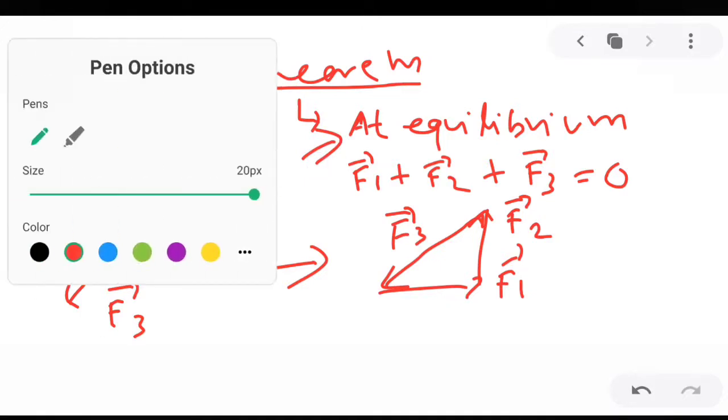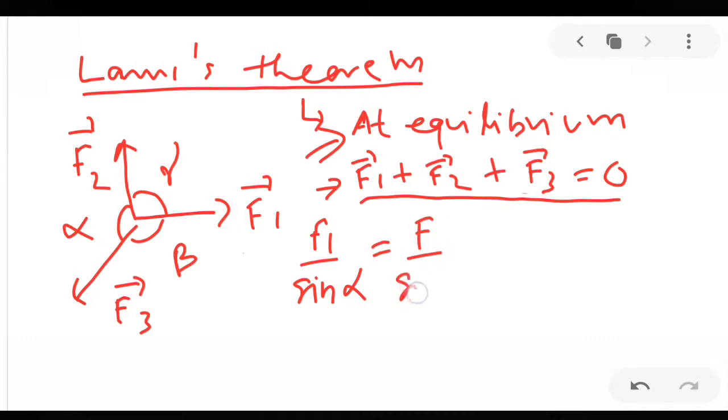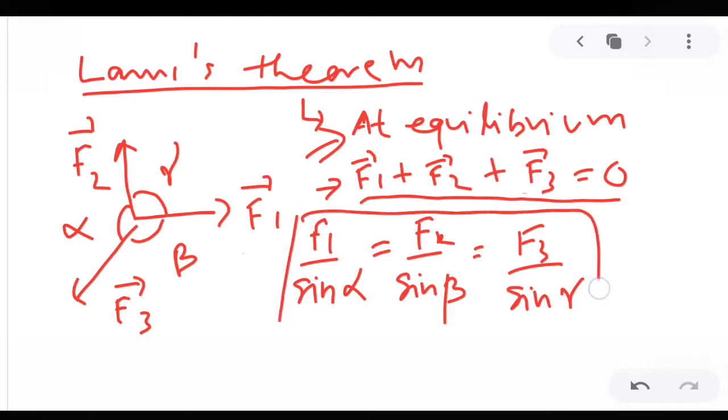Now Lami's theorem says that if at equilibrium F1 plus F2 plus F3 is equal to 0, then F1 by sine alpha is equal to F2 by sine beta is equal to F3 by sine gamma. So if F1 plus F2 plus F3 is equal to 0, then we have this condition. This is Lami's theorem. For the equilibrium condition, we can use this theorem to solve questions.